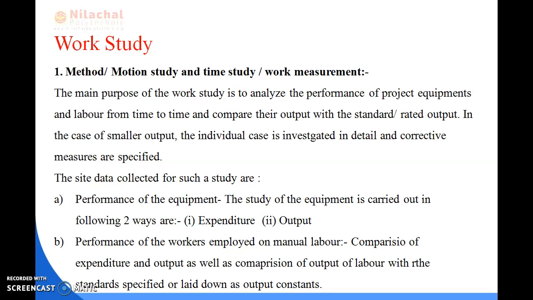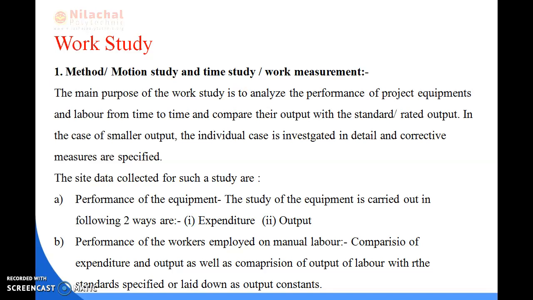So we can say that the main purpose of the work study is, first, to analyze the performance of the project equipment and the labor, what the laborers are doing from time to time, and also to compare their output with the standard rated output. In that case, if we get a smaller output, the individual cases can be investigated. But if we get a bigger output, the cases would be investigated as a whole.